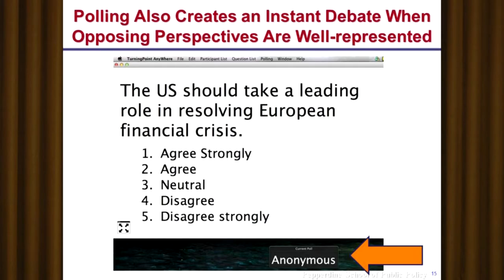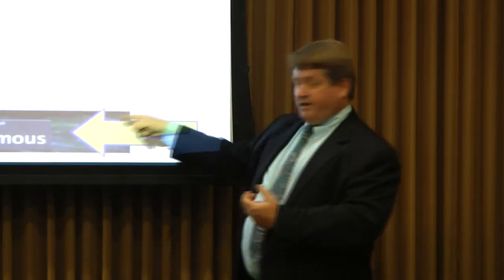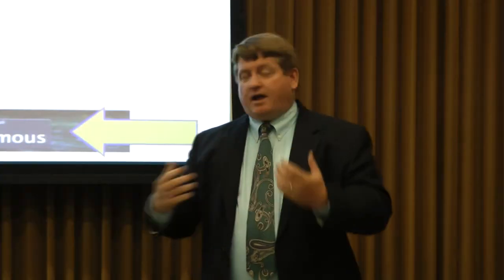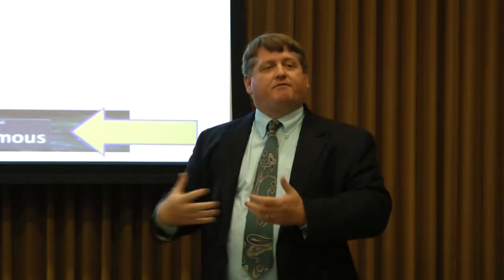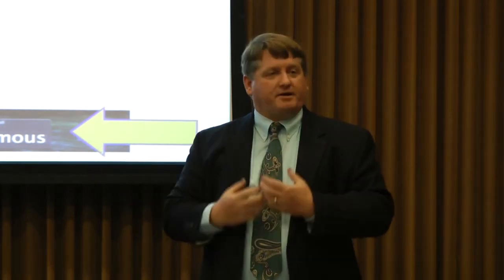The second involves polling how broad. This is that anonymous designation, by the way. See, I put a big arrow here so we can see it. Polling students about what their range of perspectives is on an issue. Here's a question that might have some controversy: The U.S. should take a leading role in resolving the European financial crisis. Okay, well, the first question is kind of designed to introduce the topic and to gauge the diversity of perspectives.